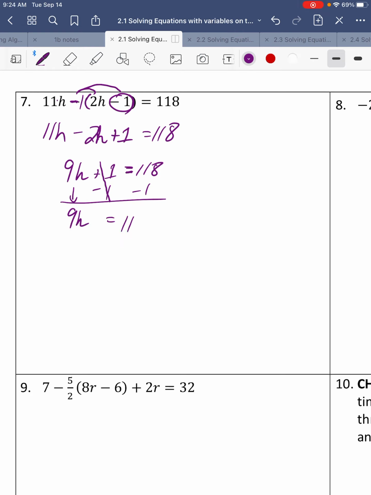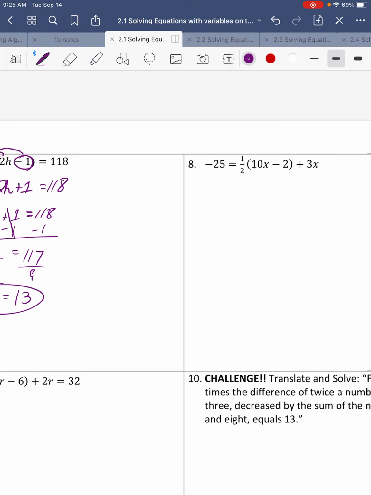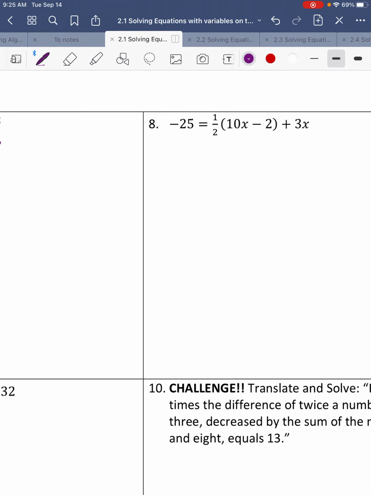9h is going to come down. 118 minus 1 is 117. You have a multiplication, 9 times h, so the opposite operation is division. So you're going to divide both sides of the equal sign by 9, and 117 divided by 9 is 13. So h is going to equal 13.